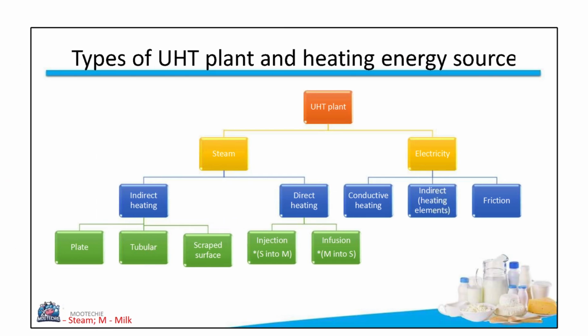UHT plants can be categorized by their heating energy source and method. The two main heating methods are indirect heating and direct heating. Indirect heating uses a physical barrier to transfer heat and can be powered by steam or electricity, using conductive heating through plates, tubes, or scraped surfaces. Direct heating brings steam into direct contact with the product and is subdivided into injection, where steam is injected into the milk, and infusion, where milk is infused into steam.